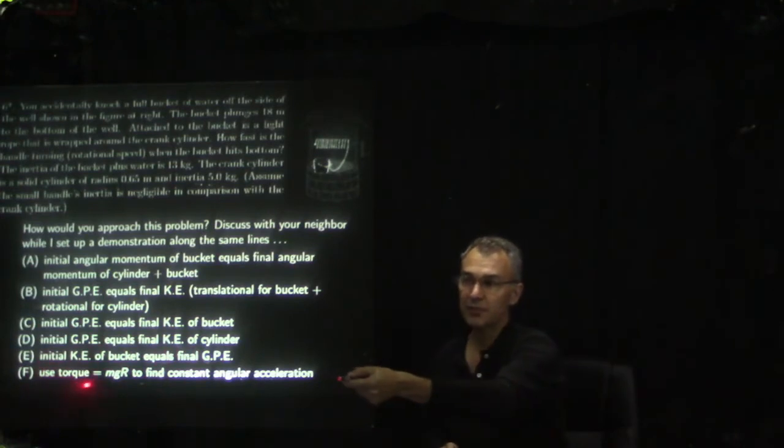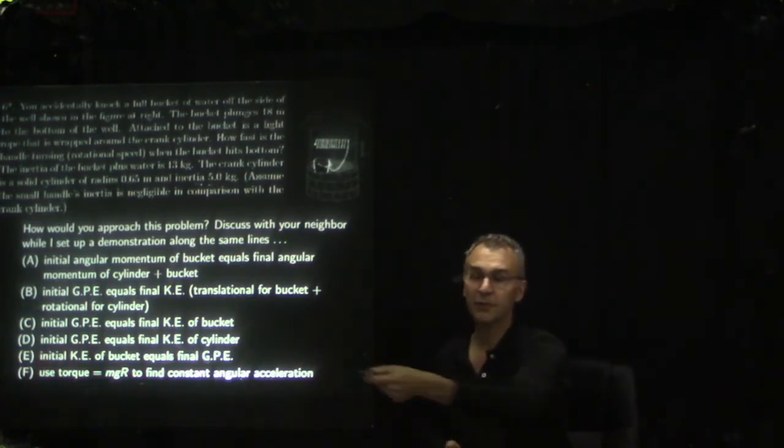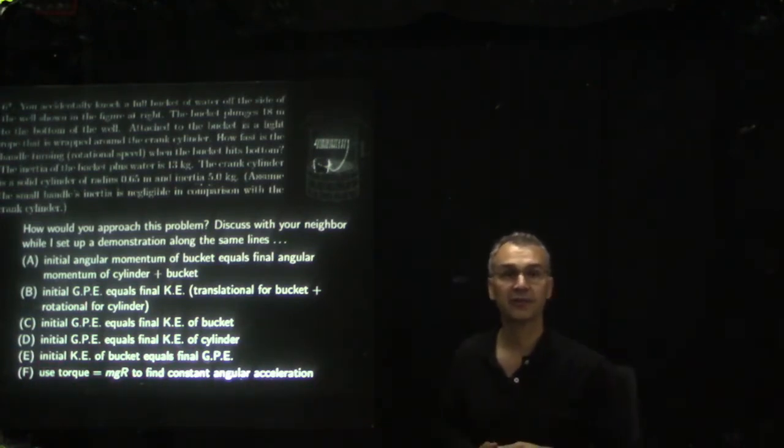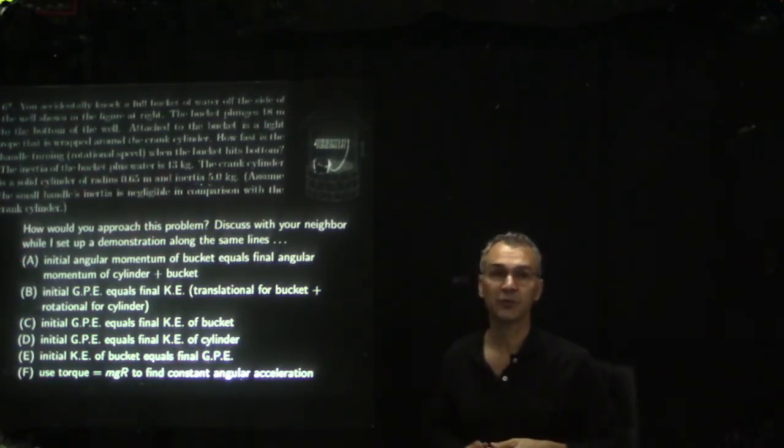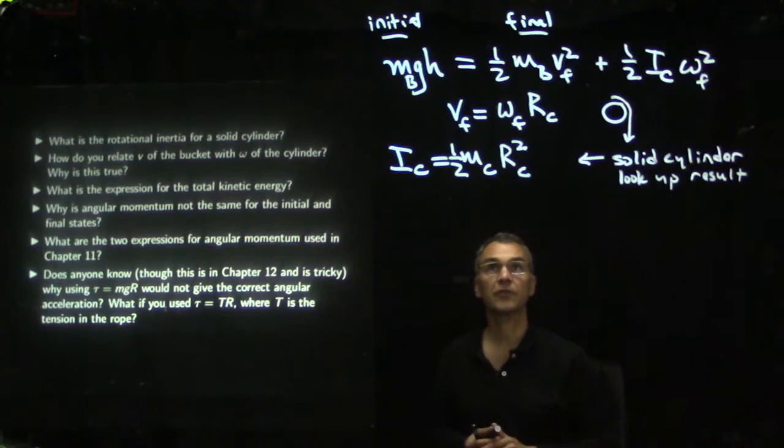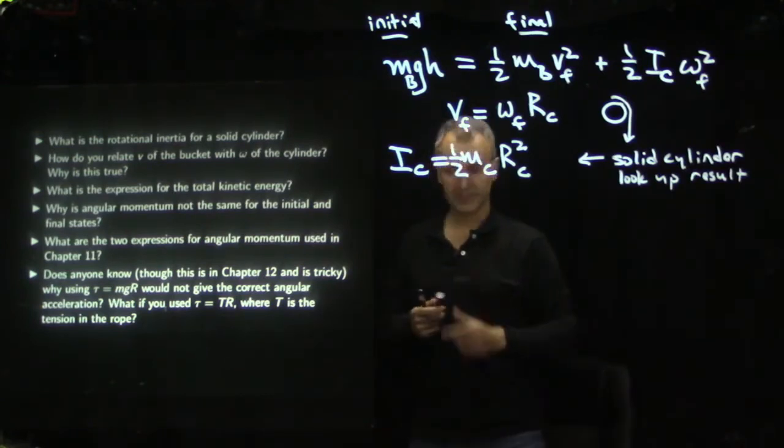You know, that in principle might work, but we don't know how to do it yet. We won't know how to do it till the next chapter. I think we're going to use conservation of energy, and we're going to make sure we account for both kinds of kinetic energy, the rotational kind and the translational kind. Let's do it.